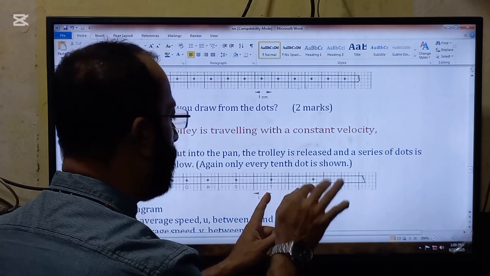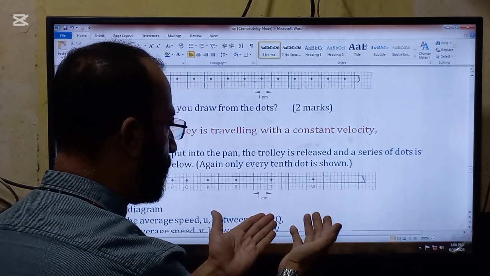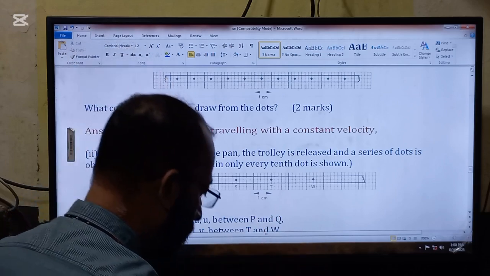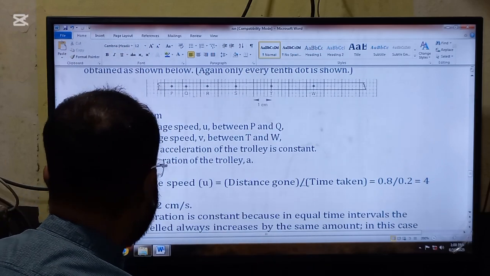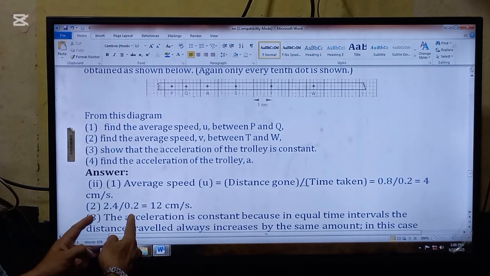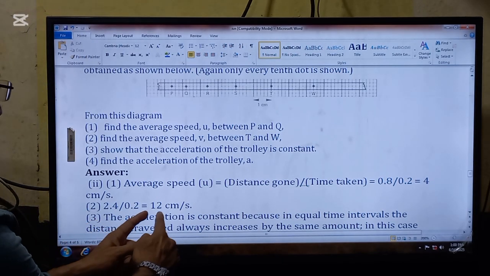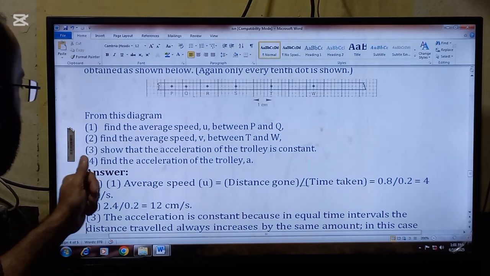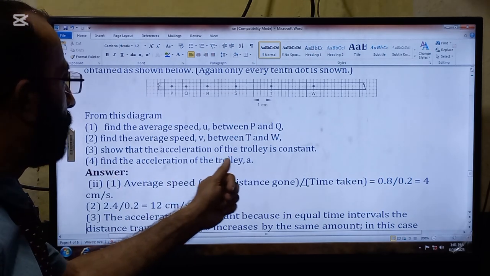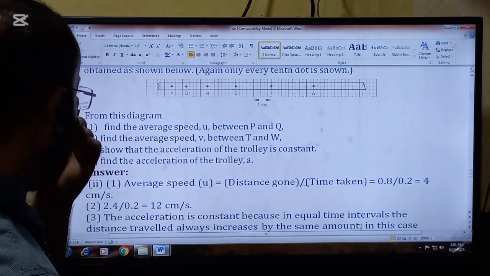So 2.4 will go in the numerator, because that is distance. Time is 0.2. So 2.4 over 0.2. Solve it on the calculator, you will get the answer. The third part is, show that the acceleration of the trolley is constant.